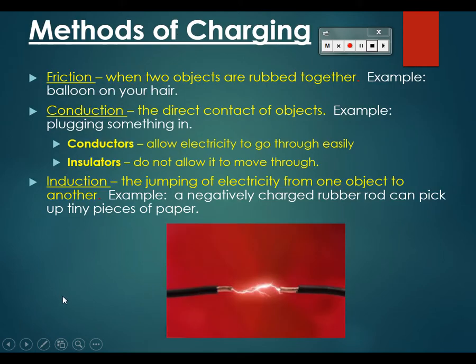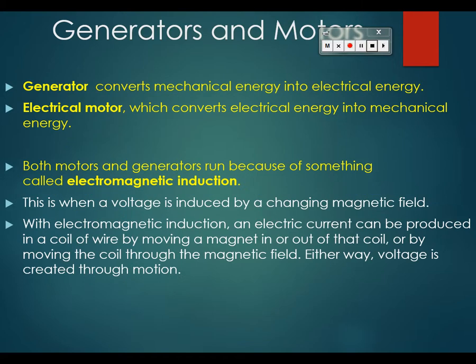There are three methods of charging. One of them is friction. This is when two objects are rubbed together. If you rub a balloon on your head, you charge the balloon. That's friction. Conduction is a direct contact of objects. Like if you plug something in, the plug going into the outlet, since they're touching, that's conduction. Remember, conductors allow electricity to go through them easily, while insulators do not. Induction is a jumping of electricity from one object to another. If you've ever seen a shock, like if the lights are dark and the shock travels from your finger to, I don't know, your brother or sister, and you actually saw the little spark, you just saw induction.